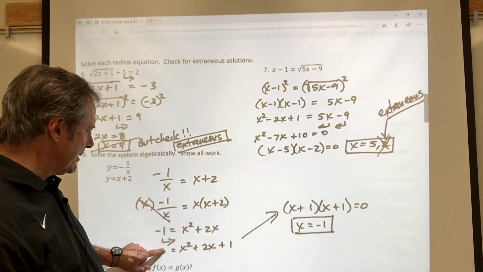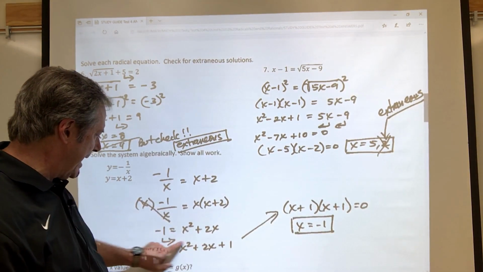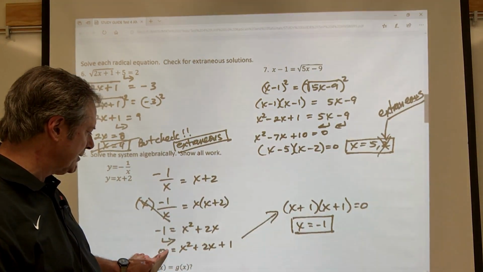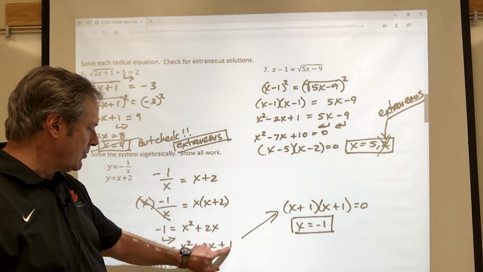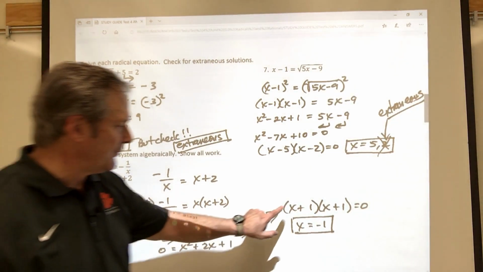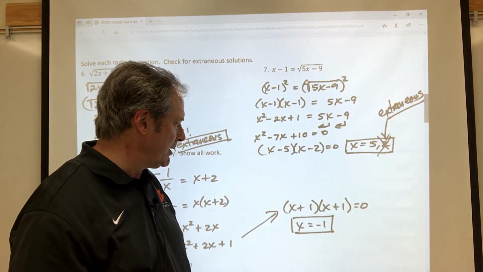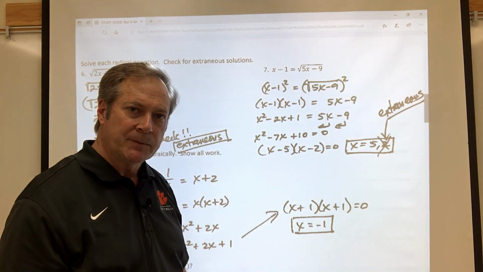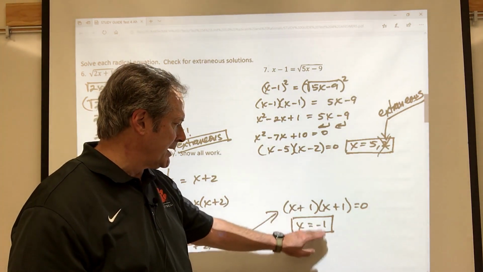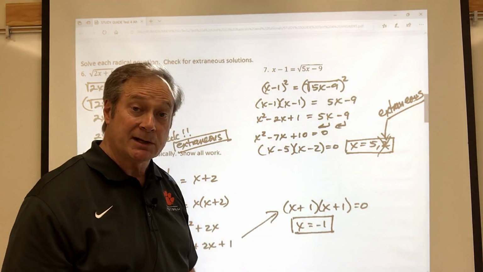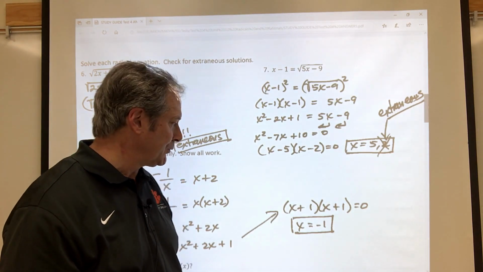I want a 0 on one side or the other, so I'm going to add 1 to both sides. We have a 0 here. And then we have a quadratic equation that does factor very nicely. X plus 1 times x plus 1, and using the zero product property, we get x is equal to -1. And I have previously checked that, and it does work.